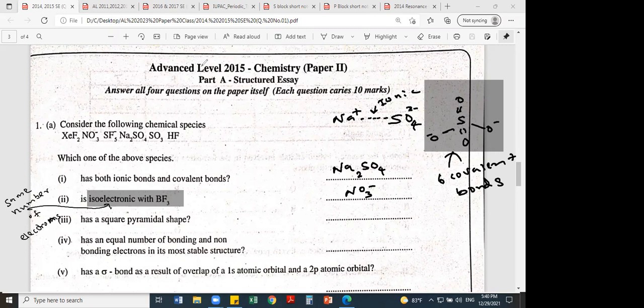Same number of electrons. Right. Now if you take BF3, boron, how many electrons? 5. Right here, boron 5. Then fluorine 9. 3 fluorine, 9 into 3.